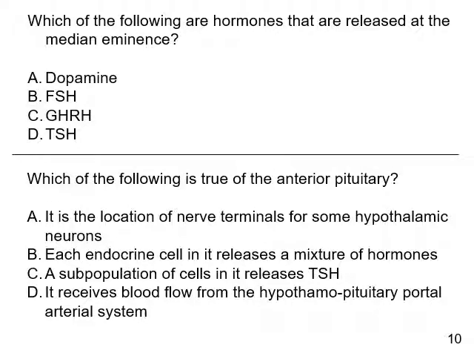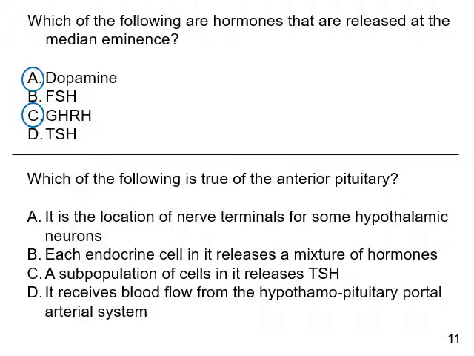Okay, let's do a clicker. Which of the following are hormones that are released at the median eminence? And then, why don't we just do both of these clickers? I'm going to pause it now. You should stop and try to answer the question, and then resume after you have answered the question. Which of the following are hormones that are released at the median eminence? And which of the following is true of the anterior pituitary? Pause now, answer the question, and then continue.